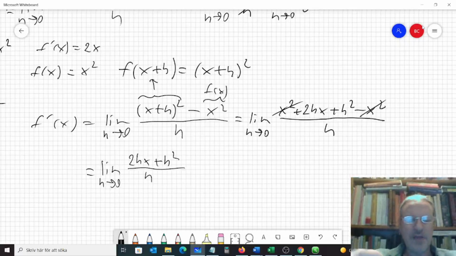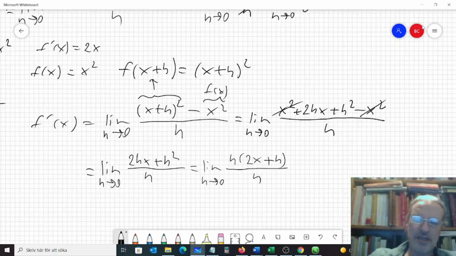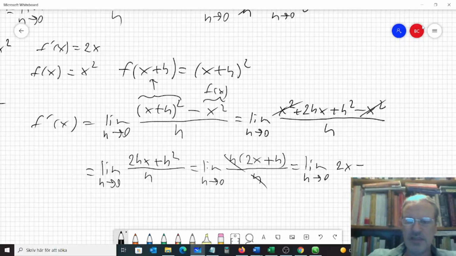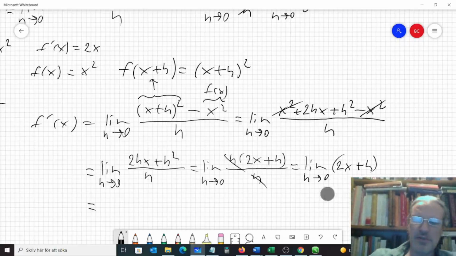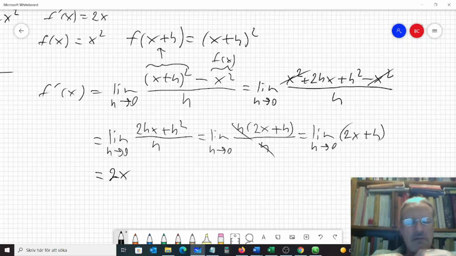We can here see that we have a common factor of h in the numerator. So the limit as h goes to 0 of h times 2x plus h over h. These two cancel, right? We get the limit as h goes to 0 of 2x plus h. And here we don't have any problem whatsoever to plug in h is 0. So that will simply give us that the limit is 2x, just as we guessed in the beginning.